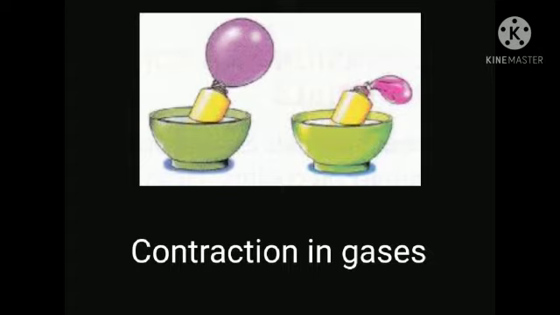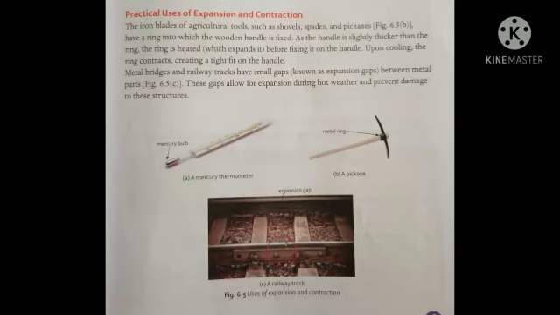Now contraction in gases. If an inflated balloon is tied at the mouth of a bottle and the bottle is placed in ice cold water, what will happen? The balloon will shrink in size as the air inside the balloon contracts on cooling. Now here are given some practical uses of expansion and contraction.